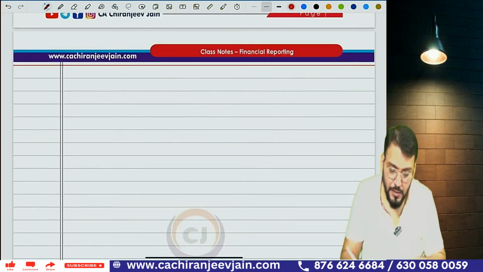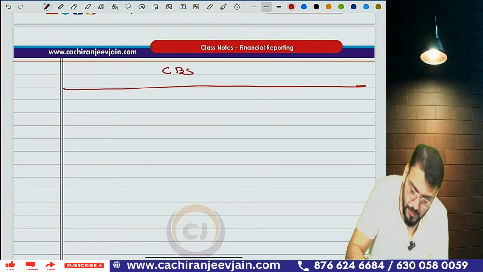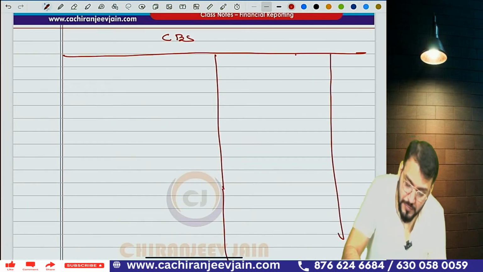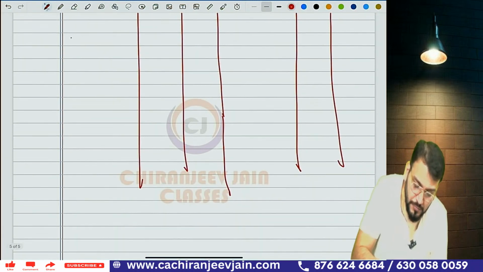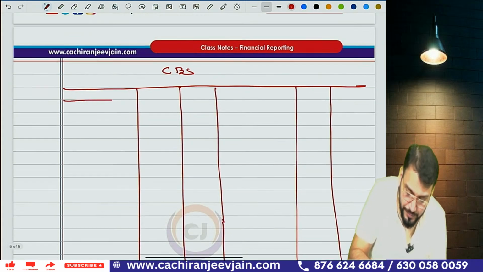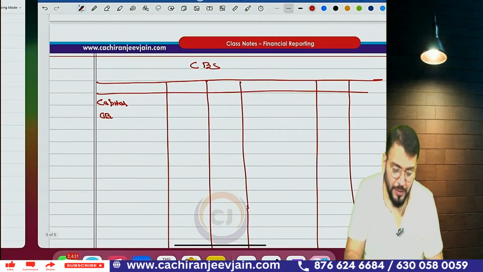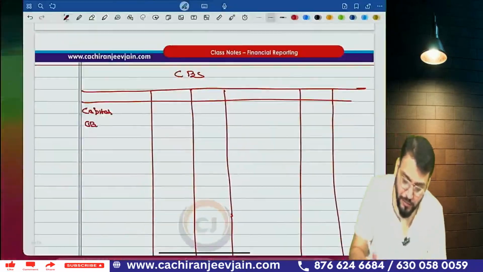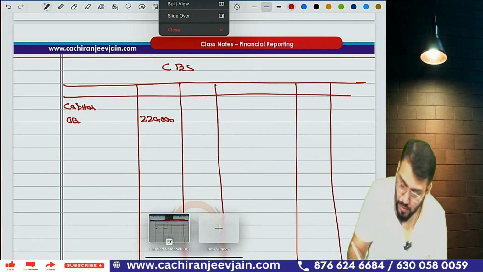Can we start? Then we'll prepare one consolidated balance sheet, in two columns. One will be the inner column, the other will be the outer column. So first they have given capital. Capital, they have given opening balance. How much opening balance have they given? So opening balance is 2,20,000. So write down 2,20,000.